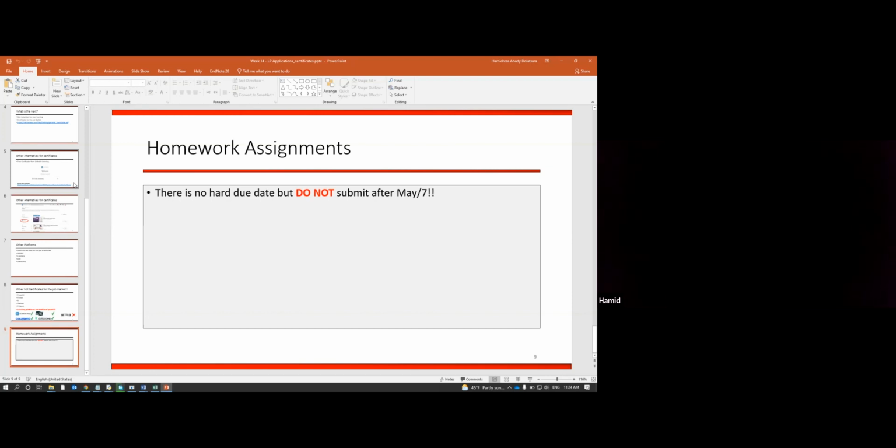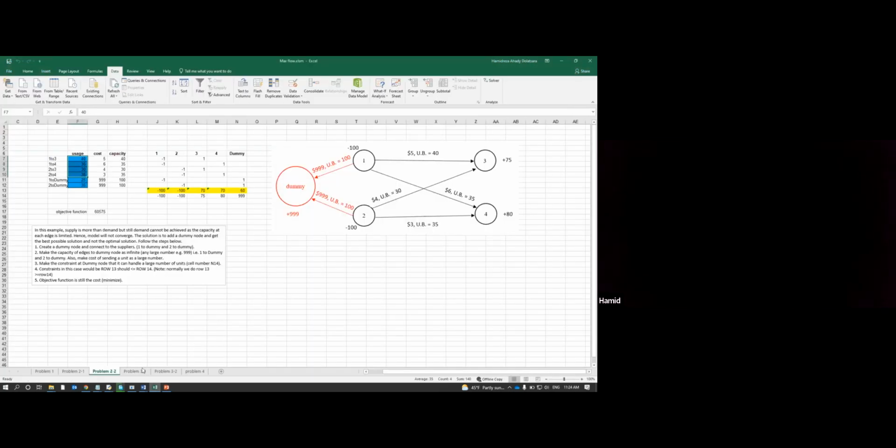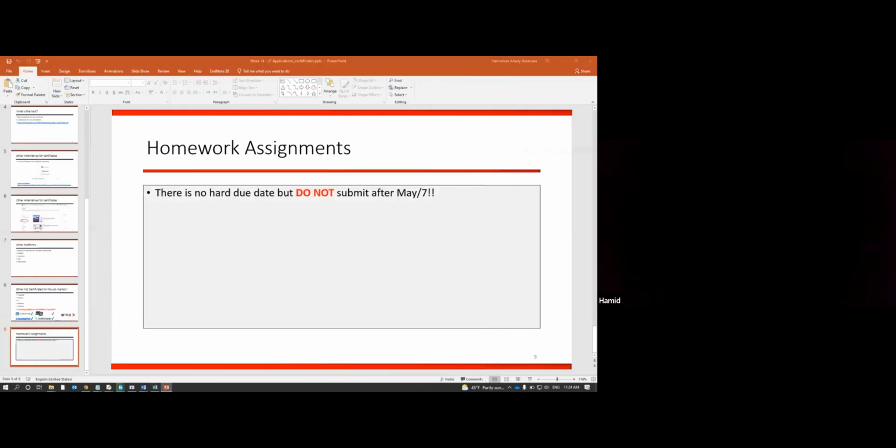For your project, next week, please do the presentation. I might teach a little bit, I'm not sure, but some of the problems I couldn't teach today because my Excel had issues. If I don't teach it, it won't be in your exam. So if all of you present, probably I cannot teach, so there would be fewer problems to study. But even if you cannot present next week, please don't submit after May 7.